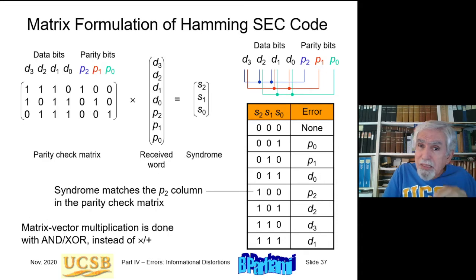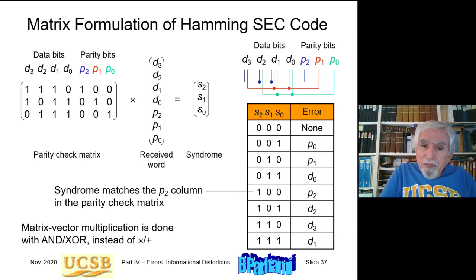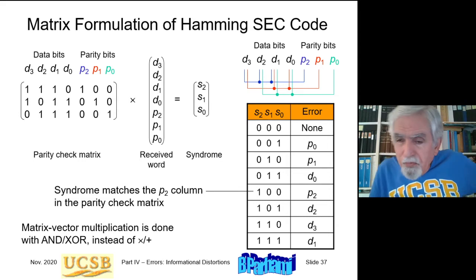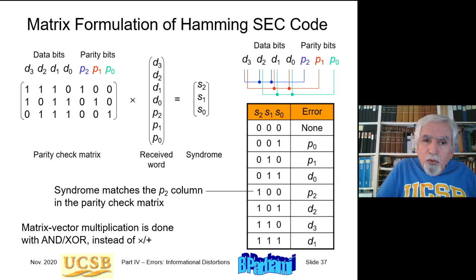Okay, so Hamming single error correcting code can be formulated in terms of matrices, and this is helpful to see the patterns and extend the code to larger codes. So this is the same code. We sometimes call this the 4-7 code, meaning there are 4 data bits and 7 total bits. So this is the notation used for error codes. K-N code means K data bits, N total bits.